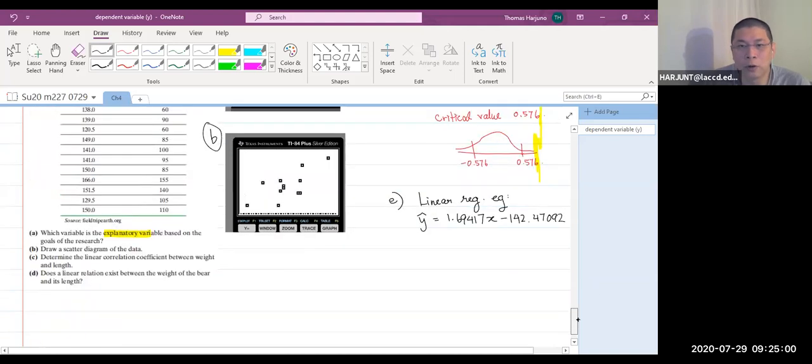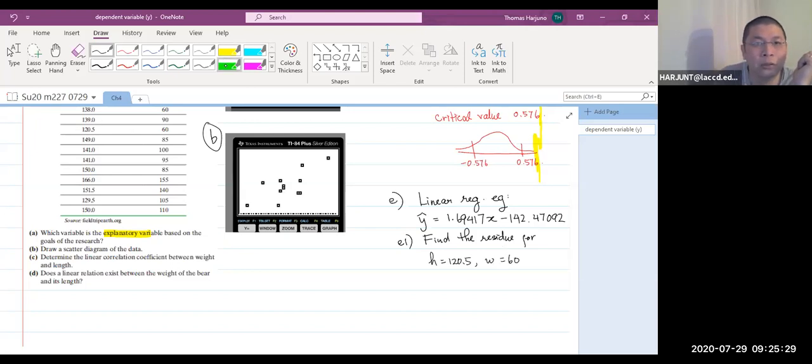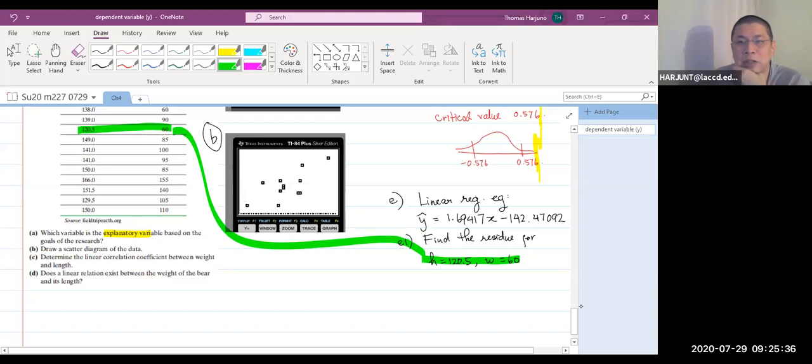So suppose I go further, let's call it E1. Find the residual for the height equal to 120.5 with the weight 60. I'm referring to this one here. What's the residual? Then what we do is you find this height here is our X, right? This height here is our X. And this is our Y.